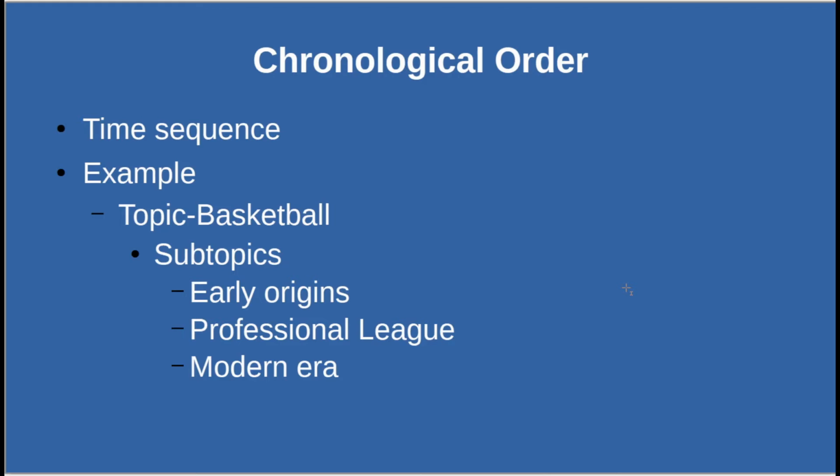Now, the next way to order your main points or your paragraphs or topics is, of course, chronological, and that is dealing with a time sequence. So again, my topic is basketball. And so you can see I start with early origins, professional league, and then the modern era. And so each one of these subtopics could be paragraphs, they could be chapters in a book. However I set up my unit of analysis will cover these things. But what's important here is that I'm going to start with early origins. The order matters in this particular example. Next one.